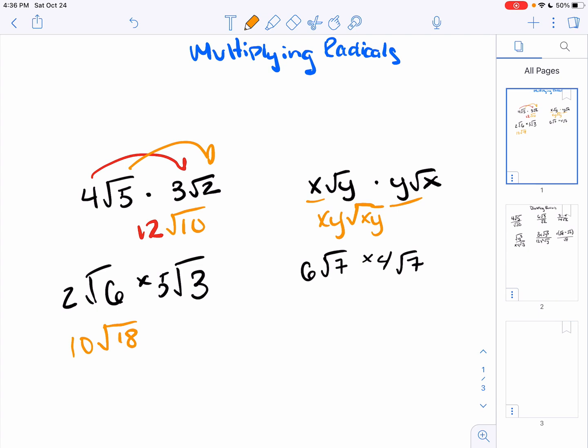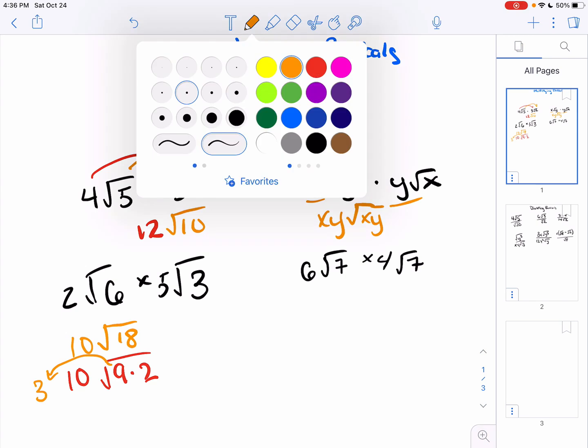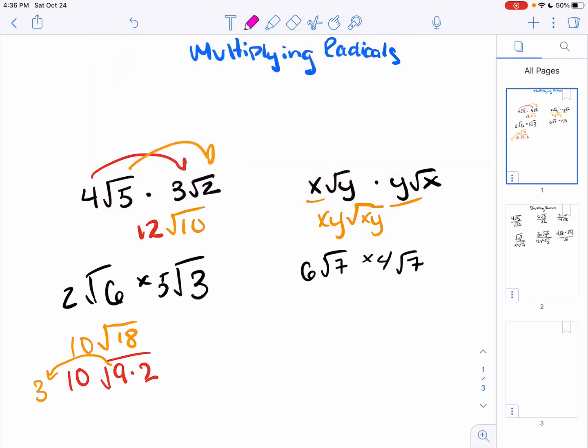But this one, just be careful because we might have to simplify the radical again. Because in this case, we have a situation where 18 can actually be broken up into 9 times 2. And 9 is a perfect square, so that will come out as a 3. So that will be multiplied by 10, because we multiply the numbers on the outside, so 30. And we're left with radical 2.